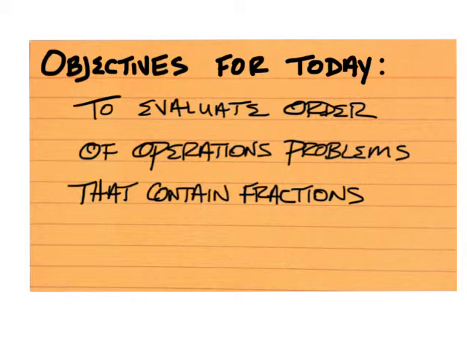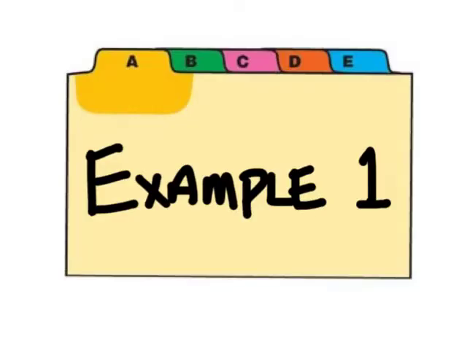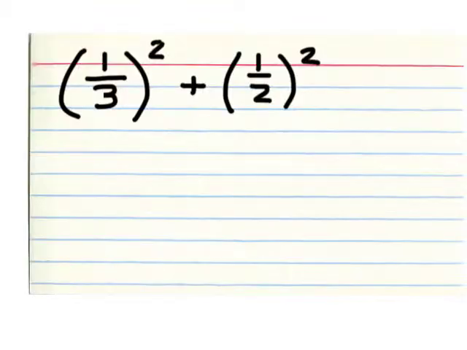Objective for today is to evaluate order of operations problems that contain fractions. Example 1: 1/3 squared plus 1/2 squared. If you're going to square a fraction, you multiply the top by itself, the bottom by itself, and that's the square. So 1/3 would be 1/9.